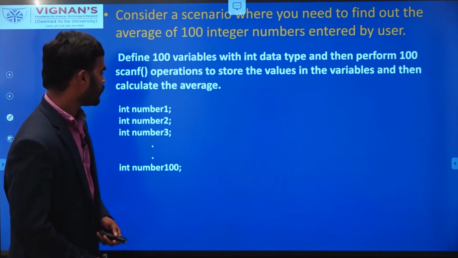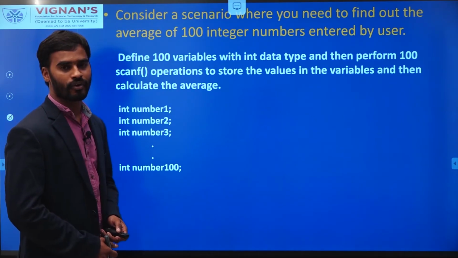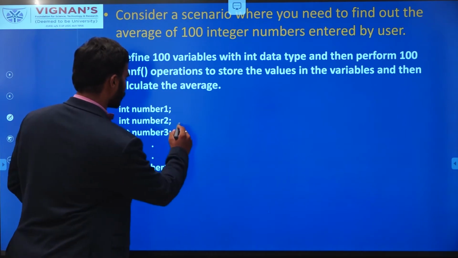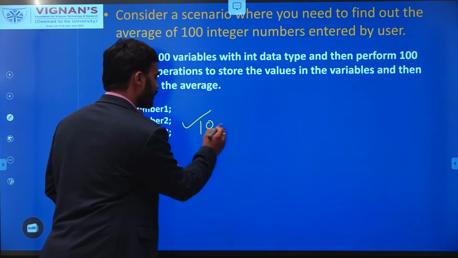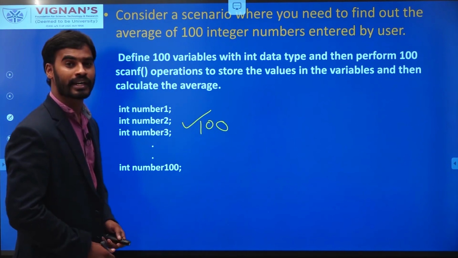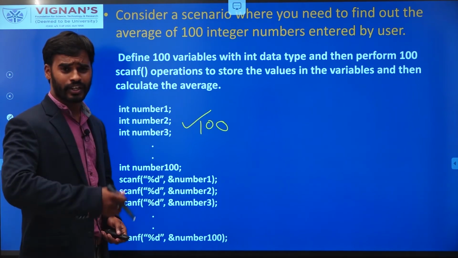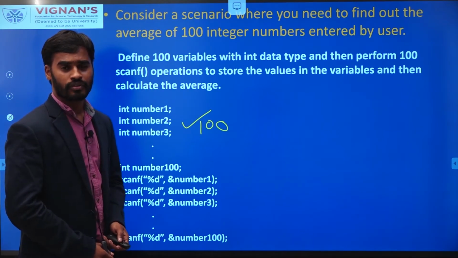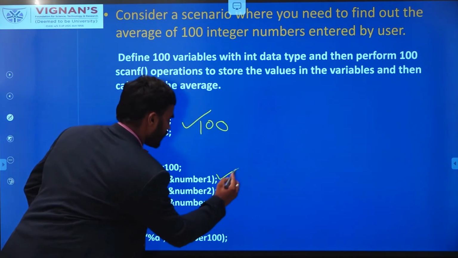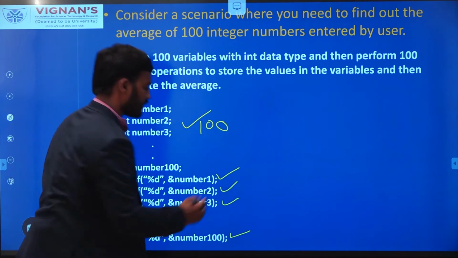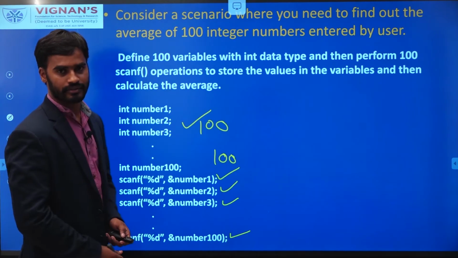Let's see. The first thing is you will declare memory for all the 100 numbers, number 1, number 2, number 3 and so on, number 100, which requires 100 declarative statements, as you need 100 numbers. Then you need to get all the numbers one after another. For each number you have to write one input statement, statement 1, statement 2 and so on, so again you need 100 input statements.